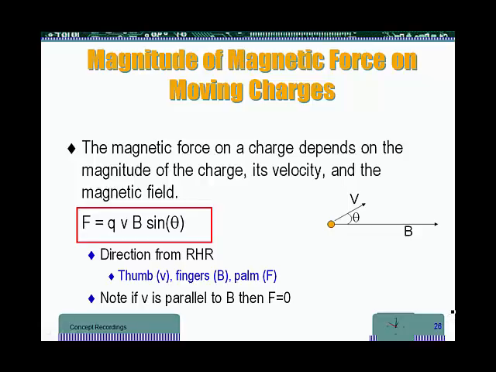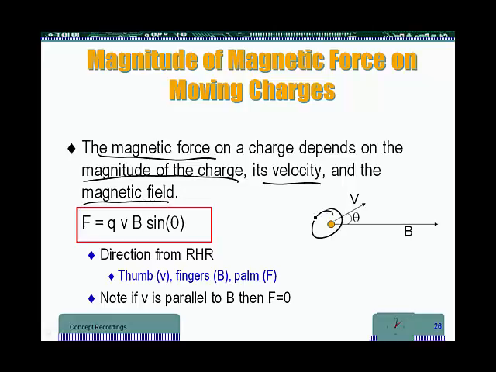When a charge moves in a region where there is a magnetic field, that charge is going to experience a magnetic force. That magnetic force is going to depend on the magnitude of the charge, how big the charge is, its velocity, and the magnetic field.